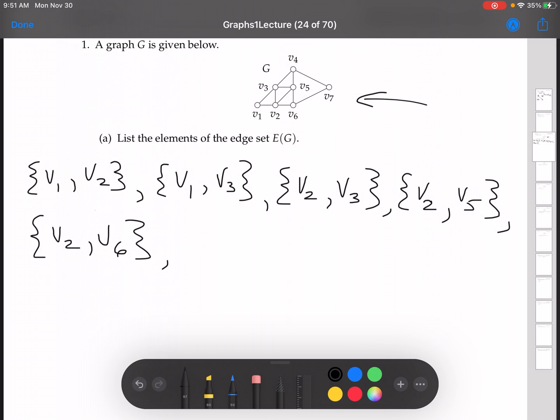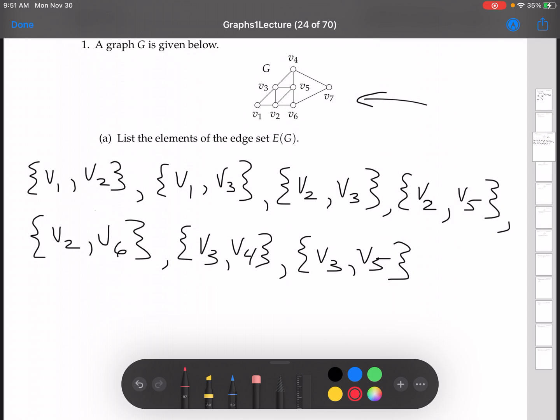All right, now let's move on to V3. V3, V1, we've already got that one. V3, V2, we've already got that one. V3, V4. And V3, V5.